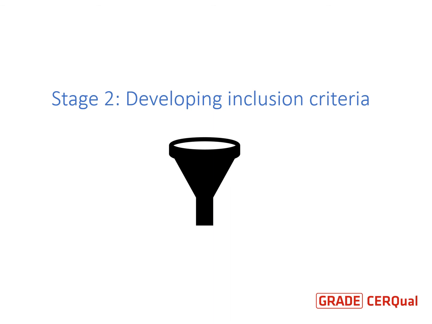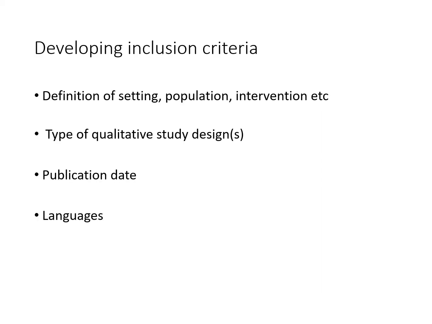In stage 2, you need to turn the review objective into more practical inclusion criteria. You should start by defining the main concepts in your objective. So typically the setting, the population, and any other concepts you want to focus on, such as an intervention if there is one. You also need to decide what type of qualitative studies to include. You may decide to include all types of qualitative studies, but you still need to define what you mean by that.